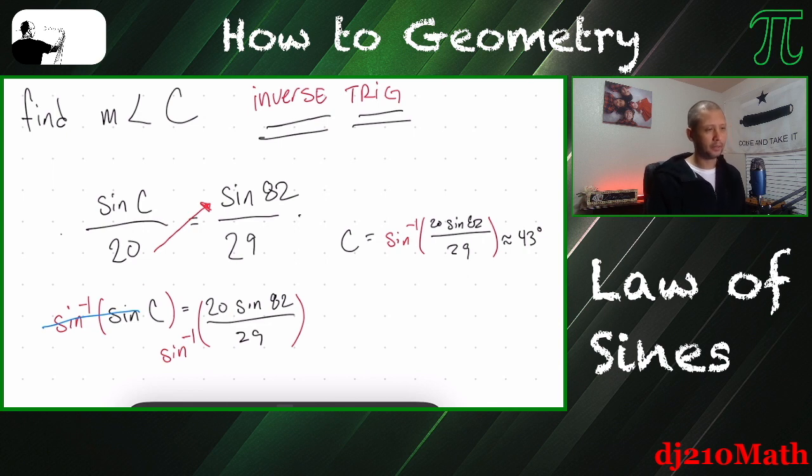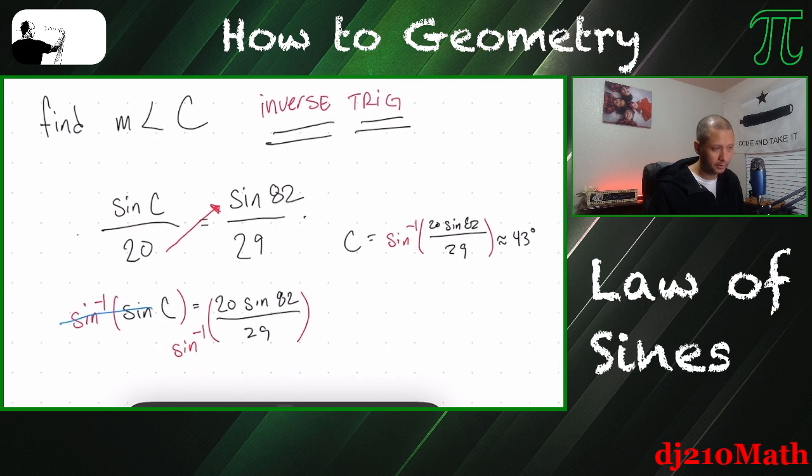43 degrees. So recapping, when you fill in your information and you're missing an angle and you need to find an angle, inverse trig is the way. And you set up your proportions, and when you start solving to isolate the angle, inverse trig is the only way to undo whatever trig function you're using, right? You have to use inverse sine to undo the sine.